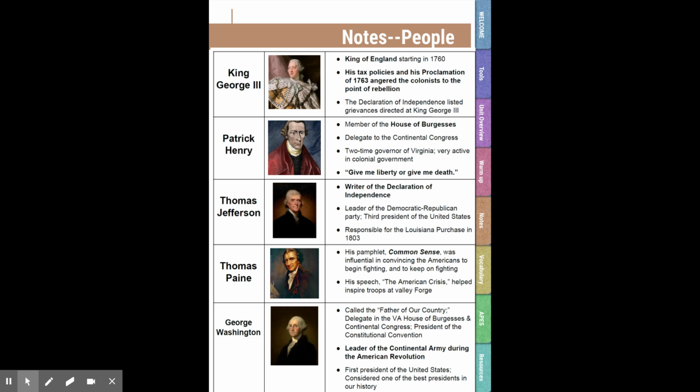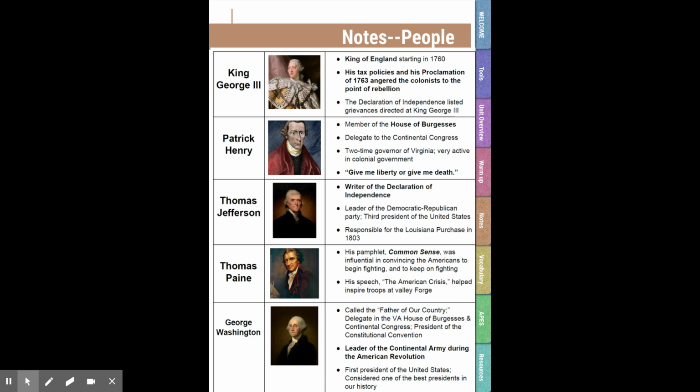KG3, King George III, he is the King of England. He's acting like a tyrant. He's the one that's helping pass all these taxes. Patrick Henry, Mr. Give Me Liberty or Give Me Death. He's most known for that speech. He is a patriot fighting for independence. He is very vocal about his opinions. So again, Give Me Liberty or Give Me Death is made by Patrick Henry, a patriot.